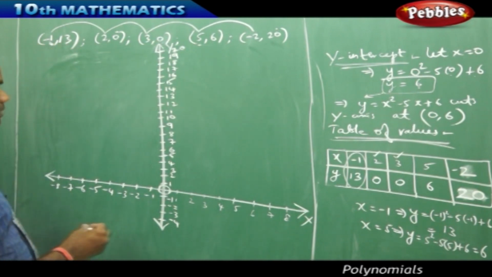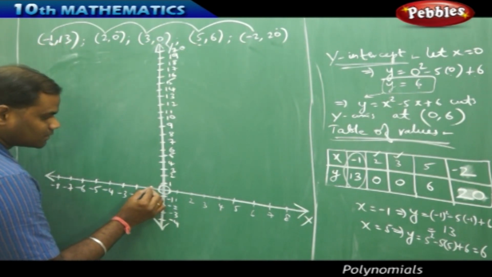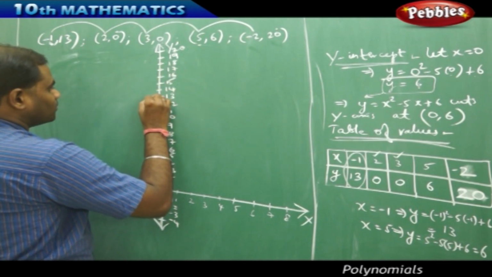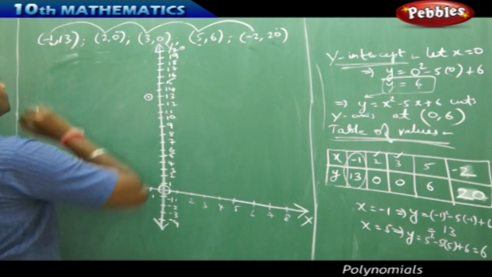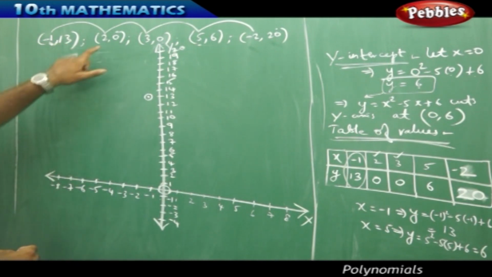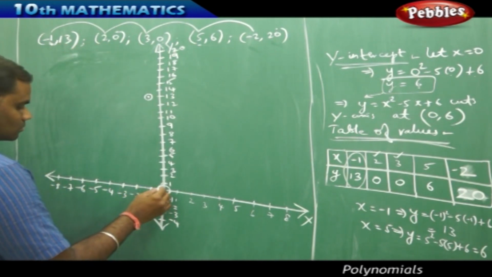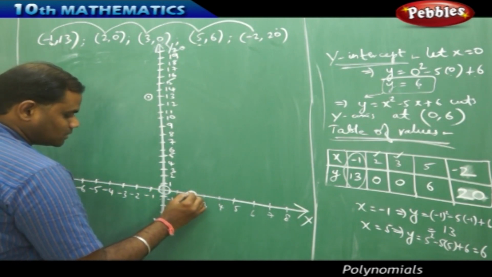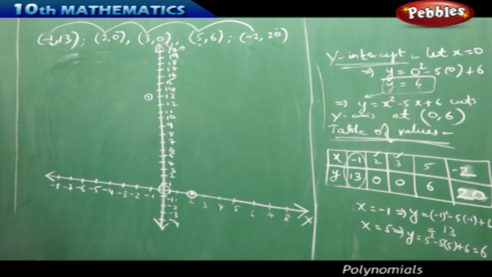-1 and 13 starts with -1 on the left and 13 on the y-axis. So this would be the point where the first coordinate lies. The next, for 2 it is 0. So when I start with 2, this would give me 0. Therefore, this is the point on the x-axis, which gives me the second coordinate.